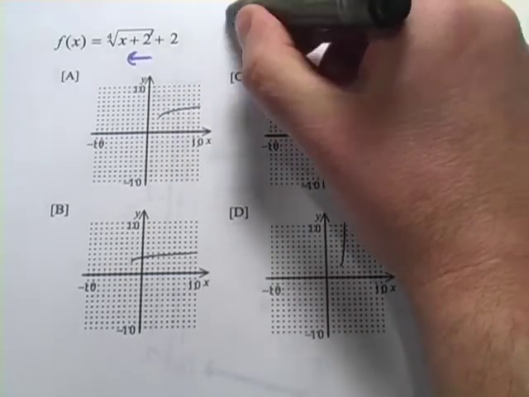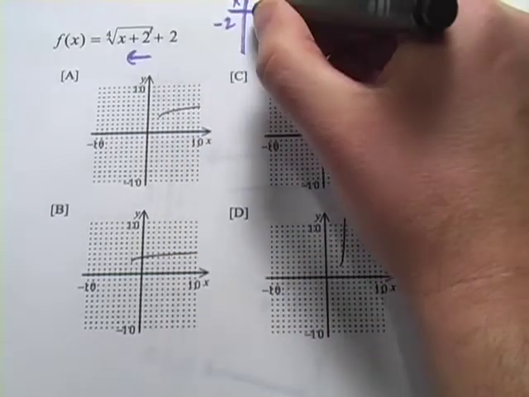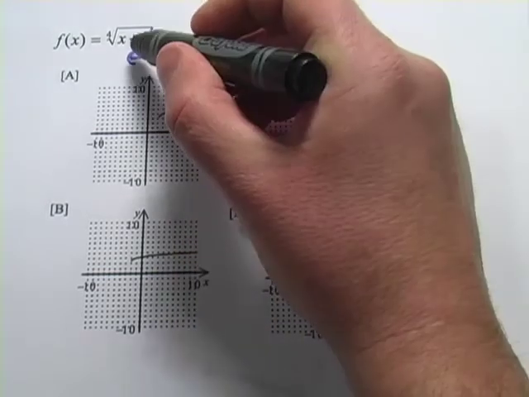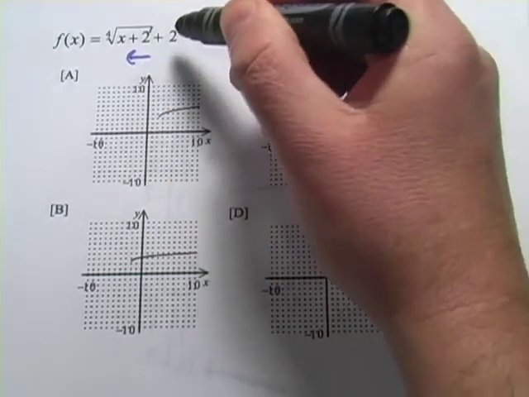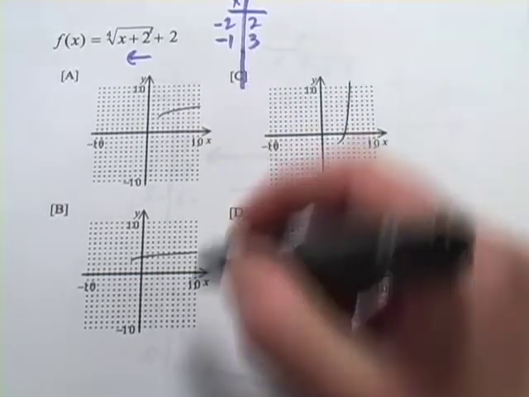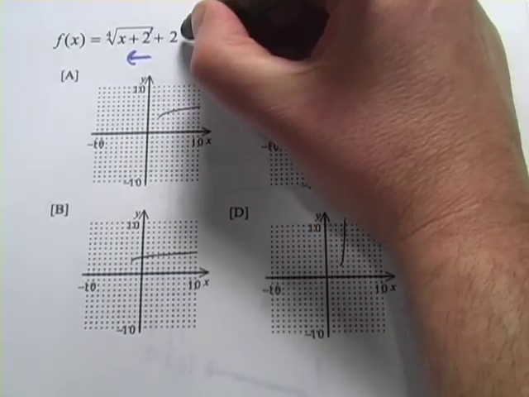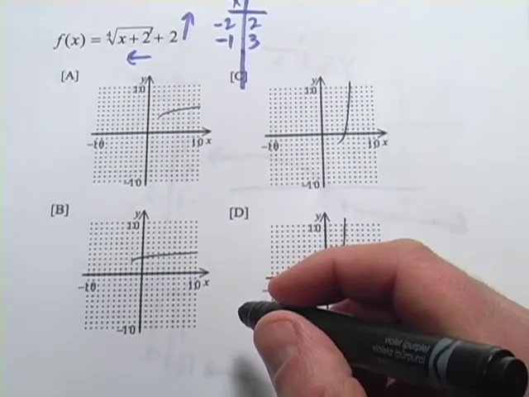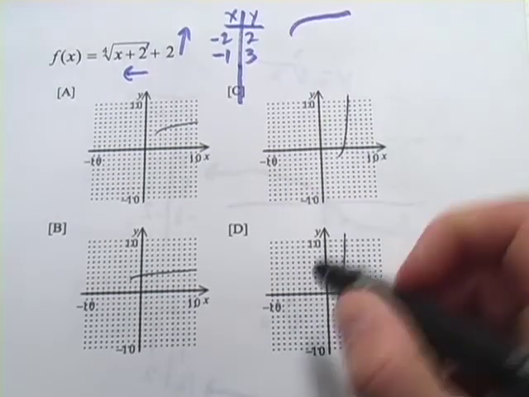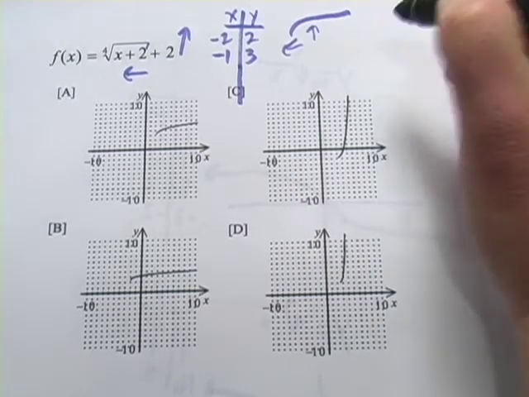So actually, let's start making a table of values. If you put in negative 2 for x, what you get out is 0 plus 2, or 2 for y. If you put in a negative 1, you'd get a 1 under the radical sign. The fourth root of that is 1. Add 2, you get 3. So we've already got a couple of points. This plus 2, when it's outside the radical sign, actually moves the whole graph up by 2. So we're looking for a shape that looks like our mother function, like that, but has been moved to the left 2 and up 2.